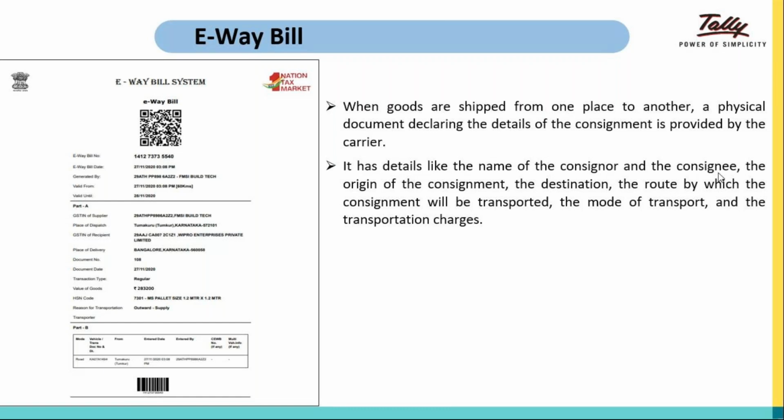Along with this you will have the origin of the consignment, the destination, the route by which the consignment will be transported, and very important, the mode of transport. Is it through rail, road, air, or ship? You have to mention even the mode of transport. These are all the details that will be provided in your e-way bill.